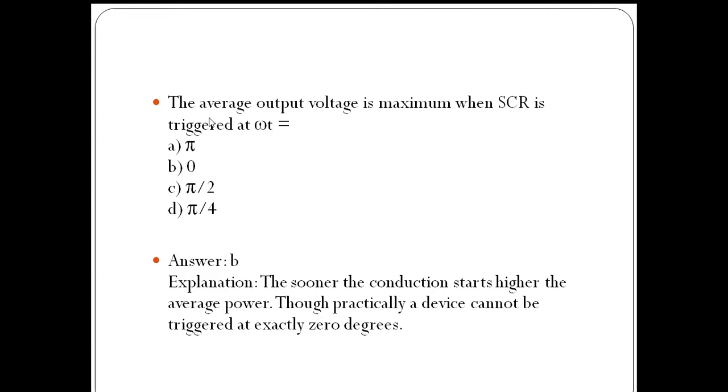Next, the average output voltage is maximum when the SCR is triggered at omega t equal to 0, pi by 2, pi by 4. So output voltage will be maximum when we conduct the SCR at 0. Maximum output will appear across the load when we trigger at 0. The sooner the conduction starts, the higher the average power, though practically the device cannot be triggered at exactly 0 degrees.